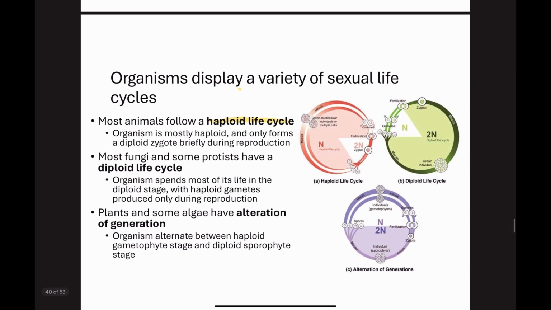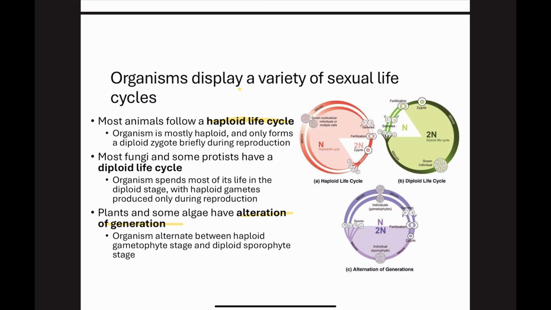We have plants and some algae that have this secondary type of life cycle that is called alternation of generations. This means that the life cycle has two multicellular stages, a haploid and a diploid stage.